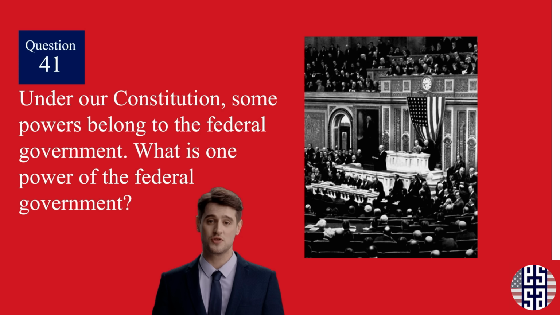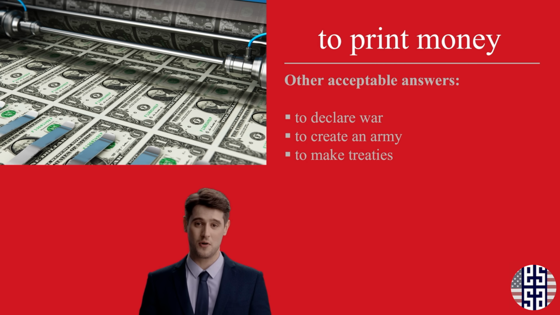Under our Constitution, some powers belong to the federal government. What is one power of the federal government? To print money. Other acceptable answers include, to declare war, to create an army, and to make treaties. But it is easiest to just answer, to print money.